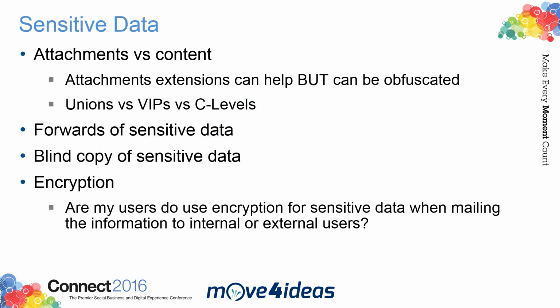So sensitive data, it's not only attachments but also content. Attachment extensions can help but can be obfuscated, and you will need to take care about content for unions, for example, VIPs or C-levels. You will need also to see how many forwards were done about sensitive data. Should we keep the forwarded information? Who is in blind copy? Should we migrate information for blind copy?